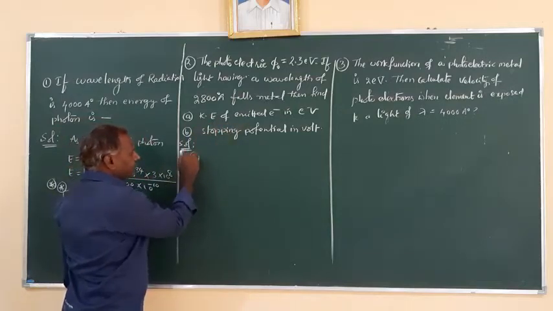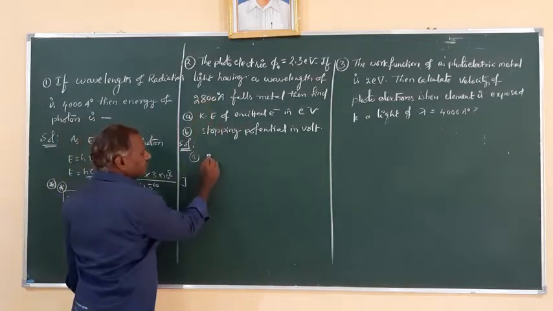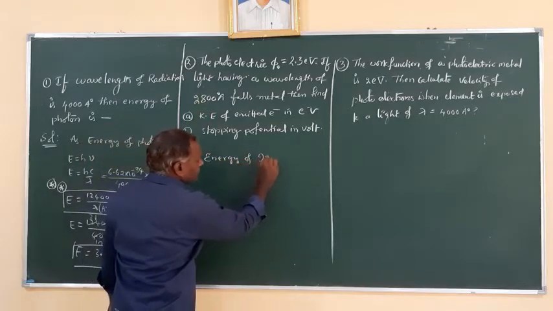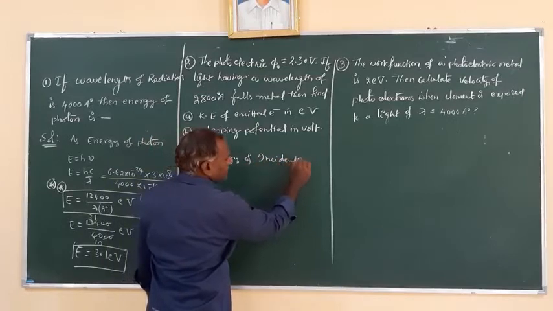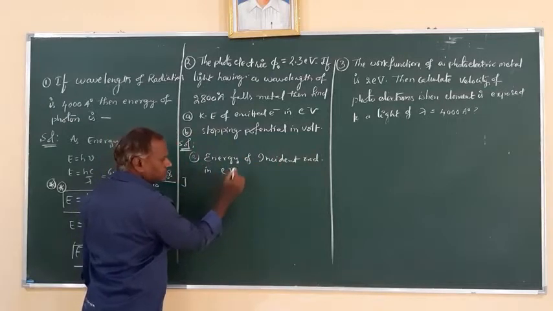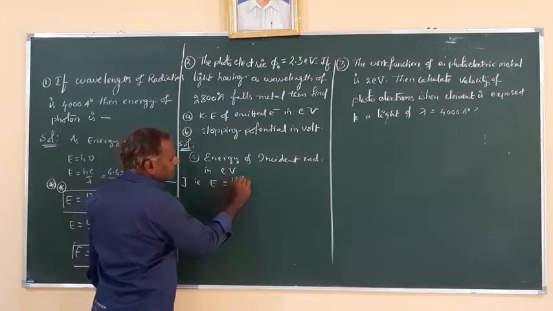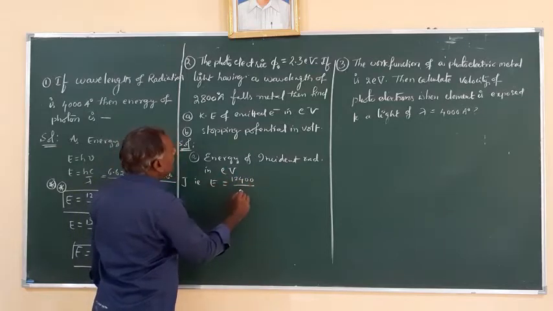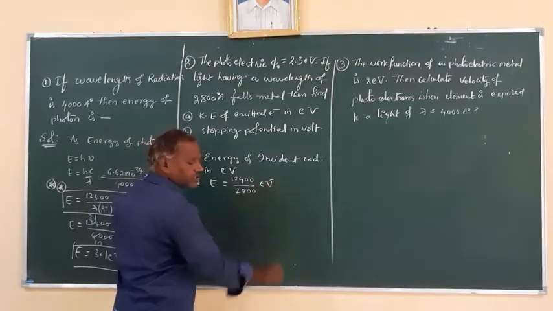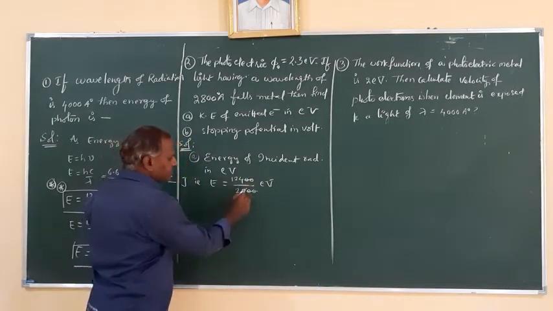For that, in the solution, I write the energy of incident radiation in electron volts. E is equal to 12,400 upon lambda, where lambda is 2,800 angstroms. This will be in electron volts. Now you can calculate: two zeros cancel, so here it is 47.